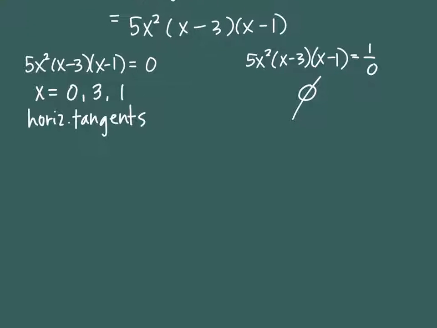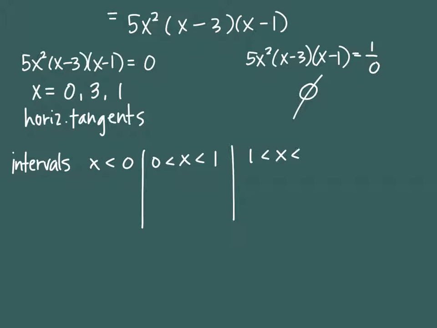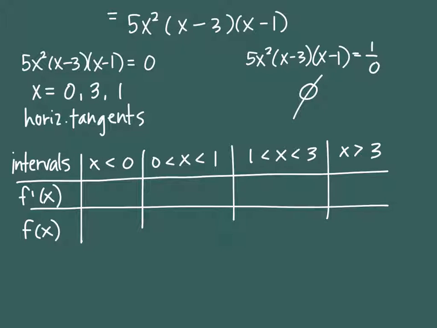So I'm ready now to do my first derivative analytics. So I'm going to set up my intervals. Since I don't have an endpoint, I'm just going to do x less than 0. My next interval will be between the critical points of 0 and 1. And my next one will be between the critical points of 1 and 3, and then x greater than 3. So those are my 4 different intervals. And I'm going to look at what the first derivative is doing so that I can make a conclusion about what the original function is doing.